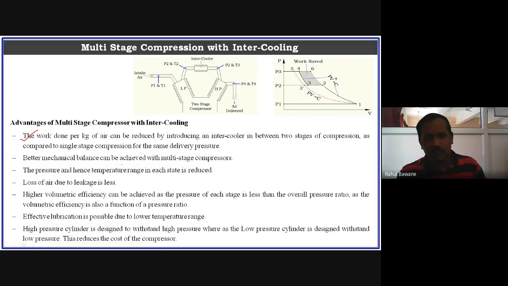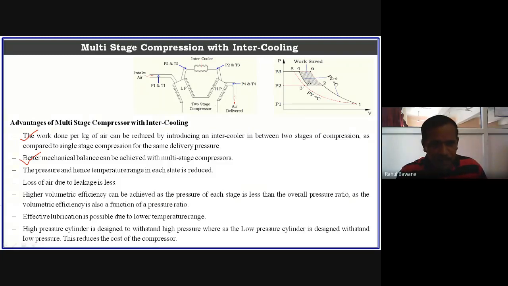Better mechanical balance. What does it mean? Suppose I am compressing that air from P1 to P3 in a single stage. I have to provide a lot of work, and to resist that force, I have to provide high quality bearings, with high bearing strength. So mechanical balancing becomes difficult in that case. But if I go with multi-staging, each stage has less work done, so providing bearings or balancing becomes very easy as compared to a single stage.